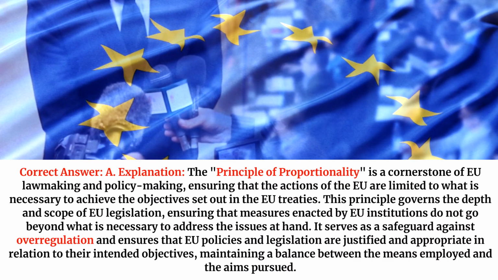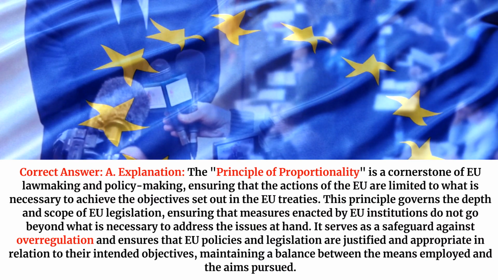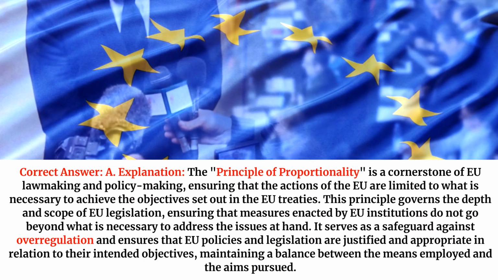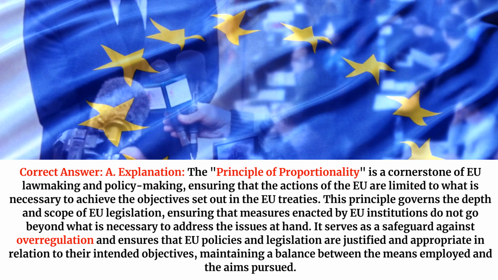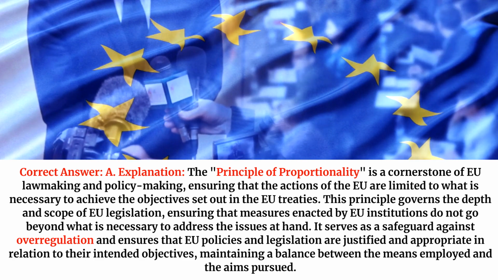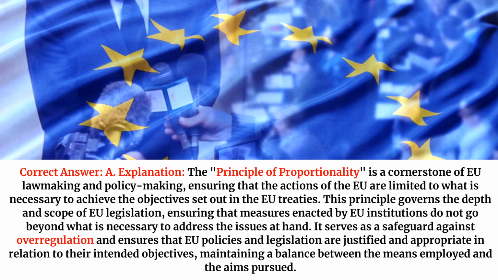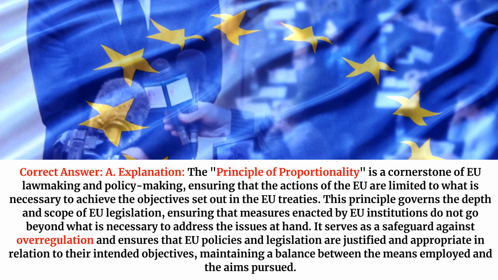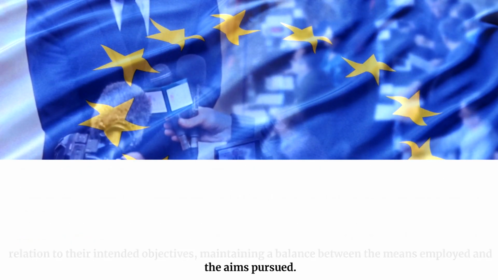Correct answer: A. Explanation. The principle of proportionality is a cornerstone of EU lawmaking and policy-making, ensuring that the actions of the EU are limited to what is necessary to achieve the objectives set out in the EU treaties. This principle governs the depth and scope of EU legislation, ensuring that measures enacted by EU institutions do not go beyond what is necessary to address the issues at hand. It serves as a safeguard against overregulation and ensures that EU policies and legislation are justified and appropriate in relation to their intended objectives, maintaining a balance between the means employed and the aims pursued.